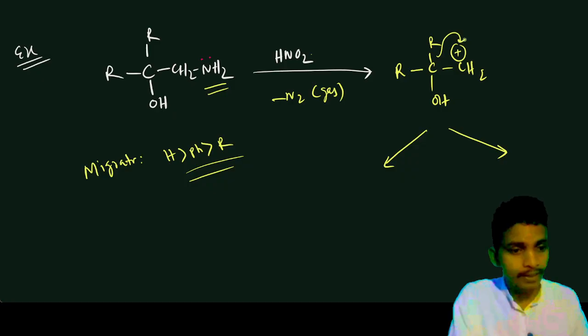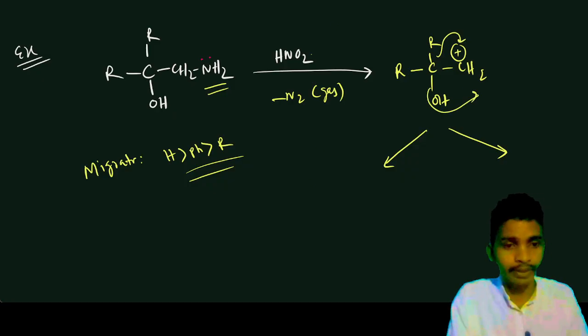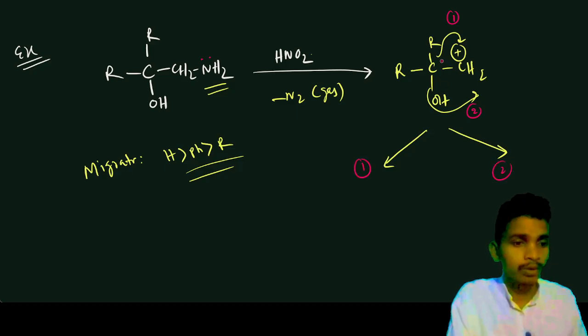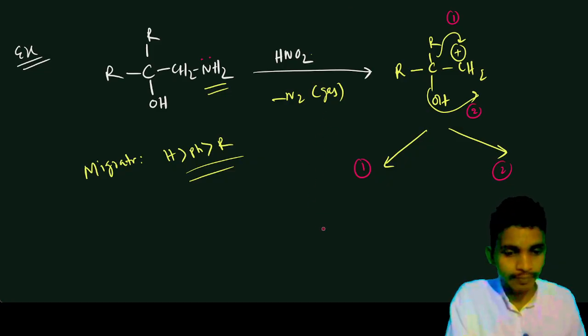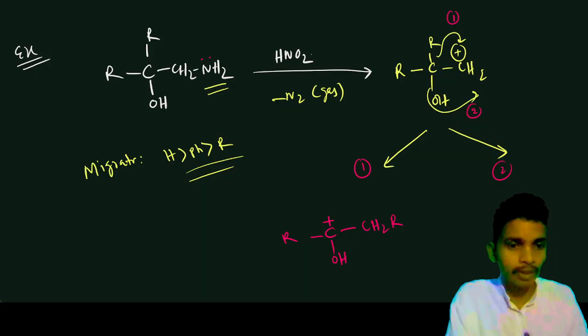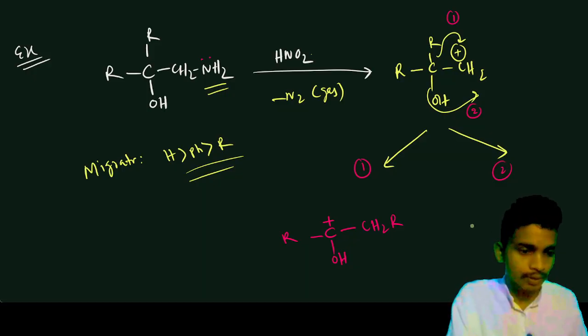If I shift R, then what will happen? If I shift OH, then what will happen? Let's say this is 1 and this is 2. If I shift the R, then we have the carbon with positive charge, here R and here OH, and this is going to be CH2R. Now if I shift OH, that case also, let's look: C, R and R, positive charge, CH2OH.